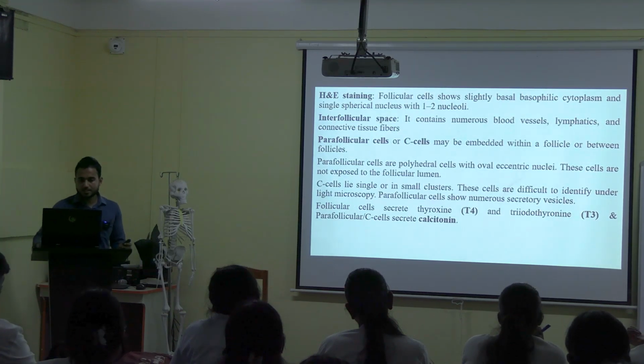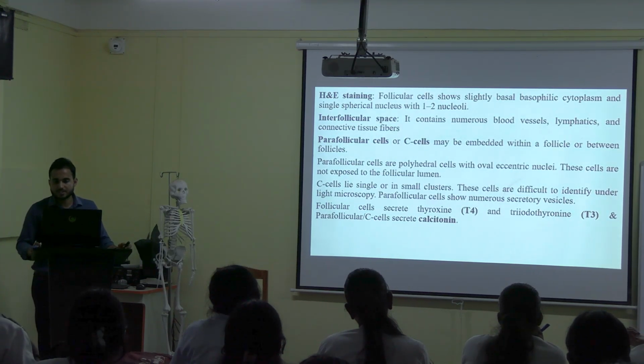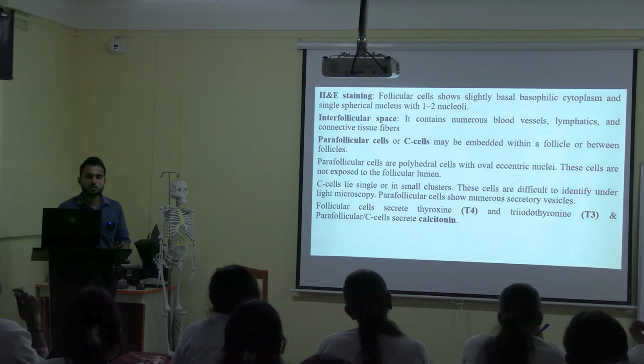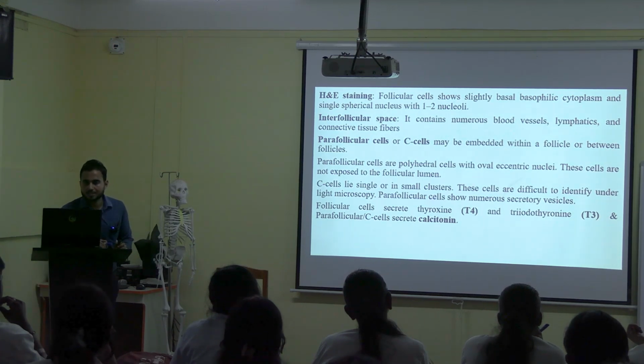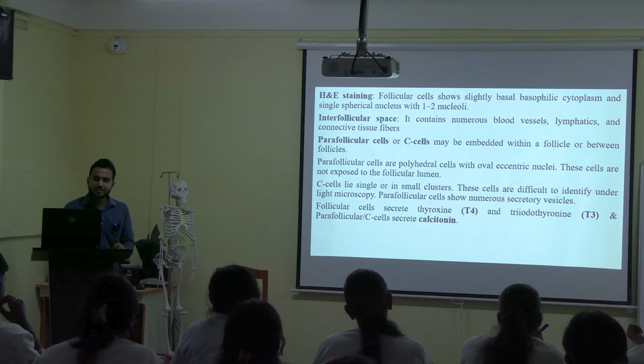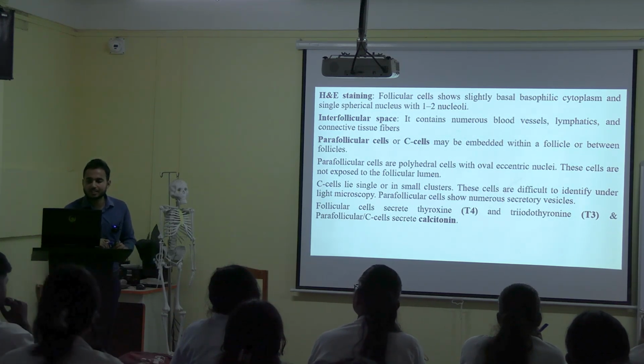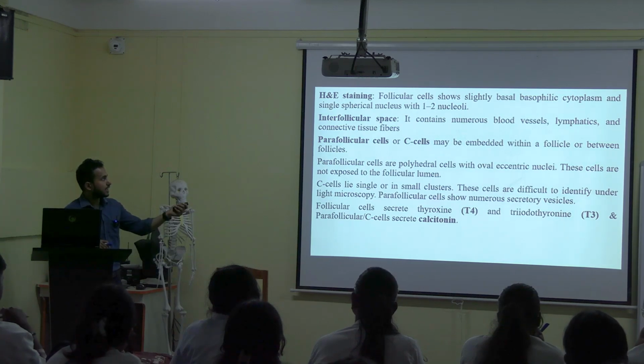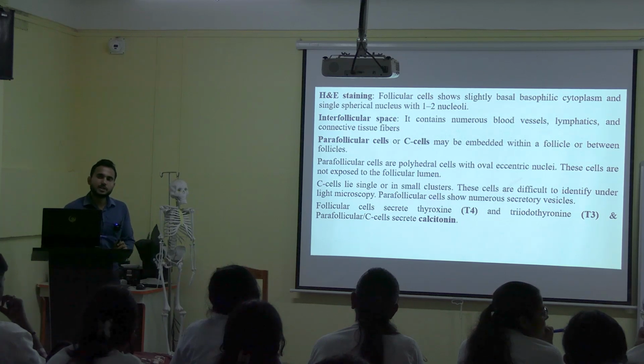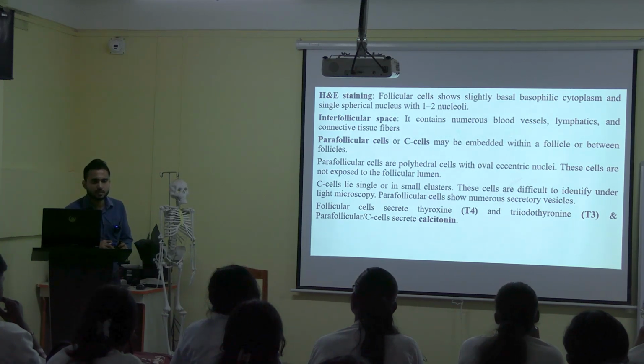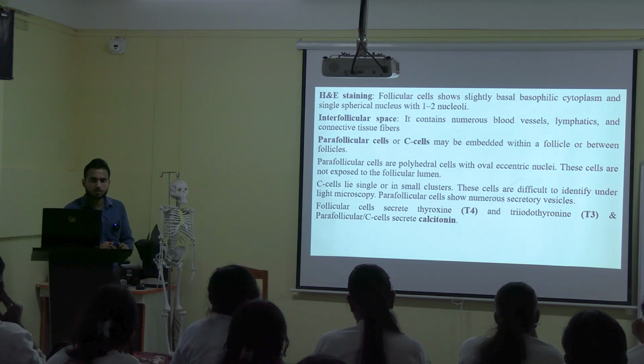Next, under H&E staining, the follicular cell shows slightly basal basophilic cytoplasm. Now this is very important because you have to see the follicular cells under the microscope. When you see the follicular cells under the microscope, especially on H&E stain, what will be the appearance? It shows slightly basal basophilic cytoplasm. What do you think? What will be the appearance? How will it appear? Darkly stained. So you have to understand, basal basophilic means it will be darkly stained.